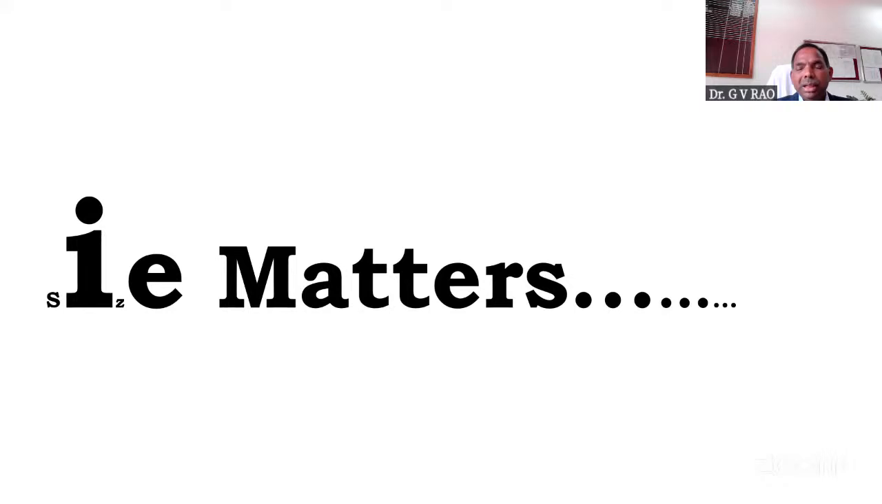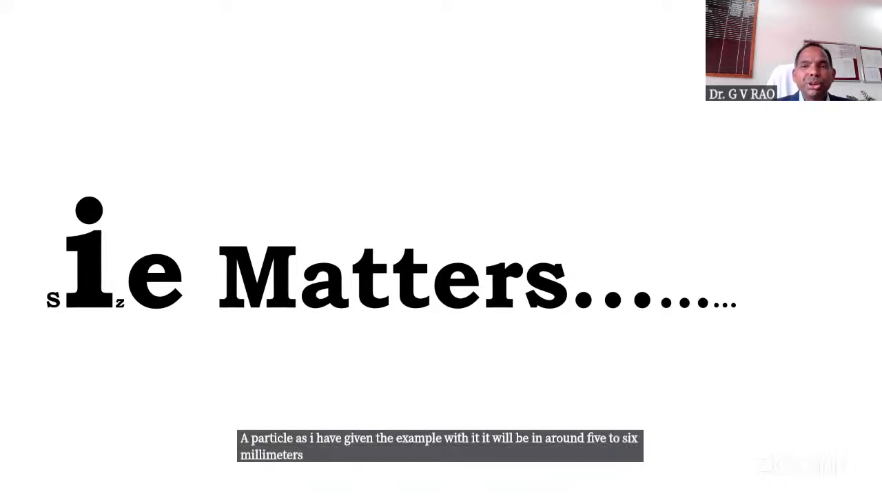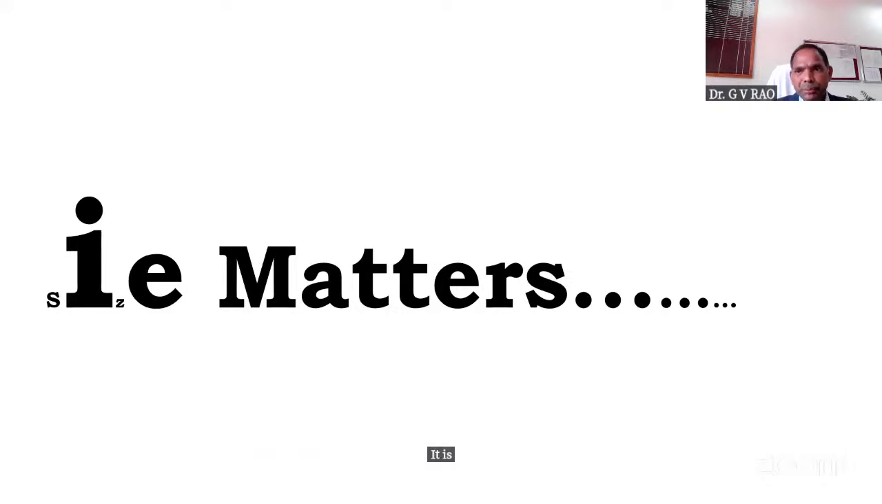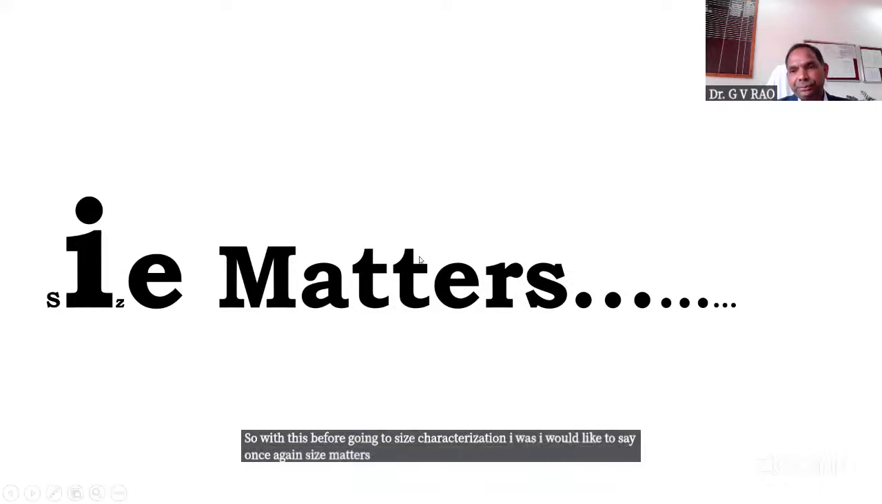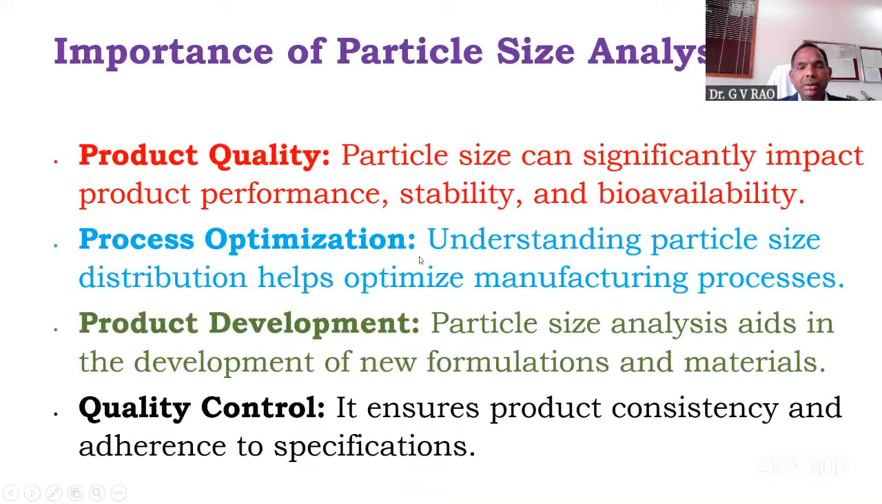A wheat particle, as I have given in the example, will be around 5 to 6 millimeters, whereas suji will be around 2 to 3 millimeters, whereas atta is less than 1 millimeter, and next maida is also less than 1 millimeter. So before going to size characterization, I would like to say once again, size matters. And how will you find out the size? For this, we have to go for size analysis.